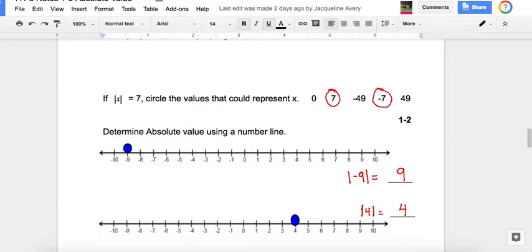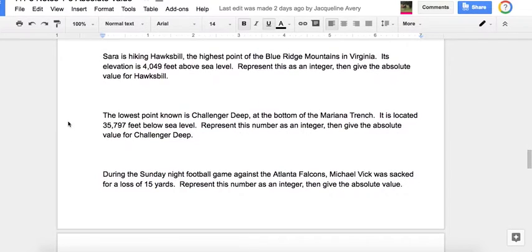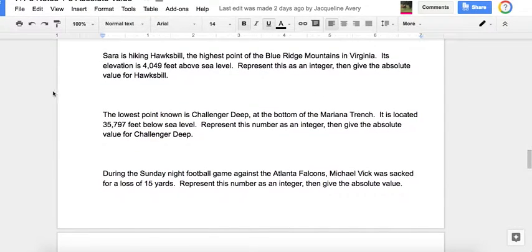Okay, moving right along. Now we are going to apply and draw absolute value for real life situations. So let's read the first one here. Sarah is hiking Hawksbill, the highest point of the Blue Ridge Mountains in Virginia. Its elevation is 4,049 feet above sea level, so I can underline that. That's going to be important. Represent this as an integer and give the absolute value for Hawksbill.